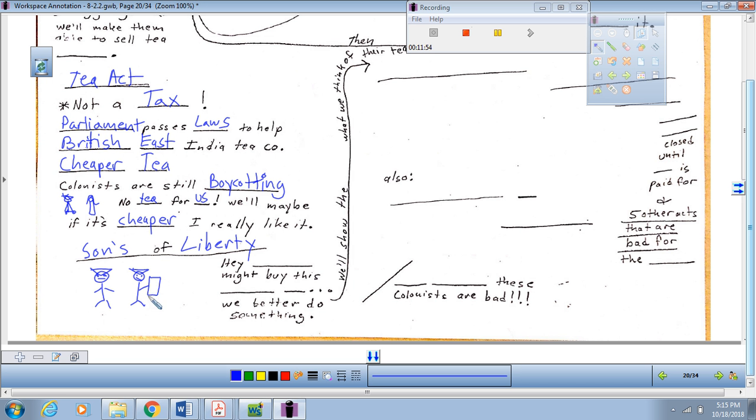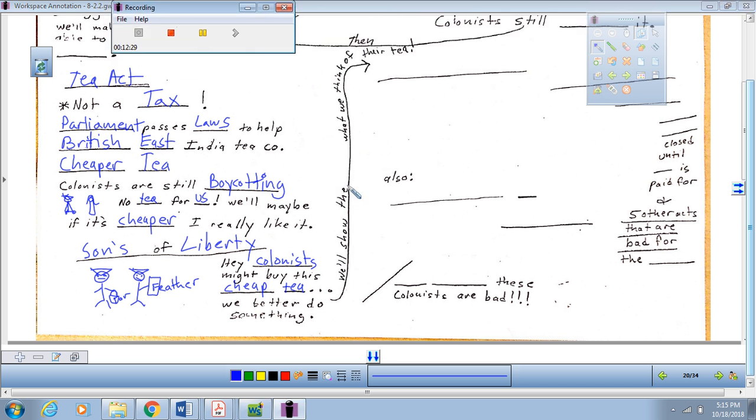So, the Sons of Liberty, who of course we know them for the tarring and feathering of people and making sure they enforce those boycotts with intimidation and persuasion, they're like, hey, the colonists might buy this cheap tea. We better do something. Well, what can we do? Well, we can send a message to the colonists and the British that they're not going to trick us by having cheap tea. And the message that they send is the following.